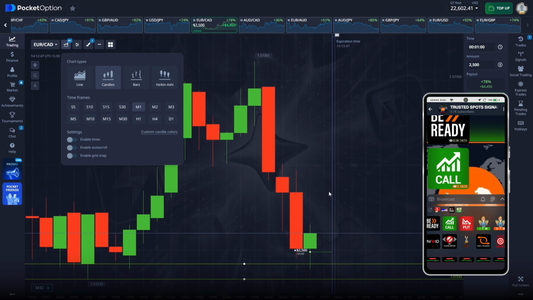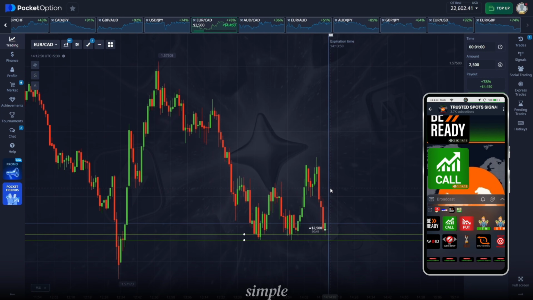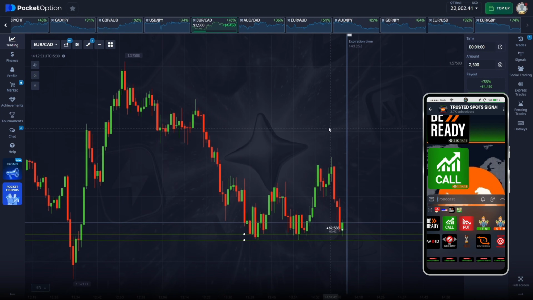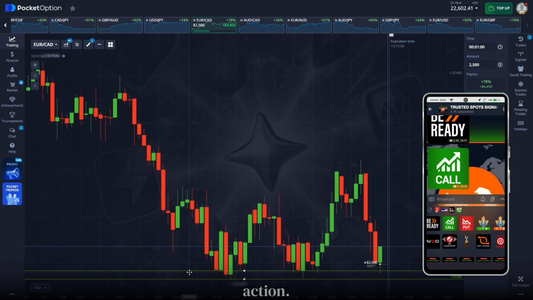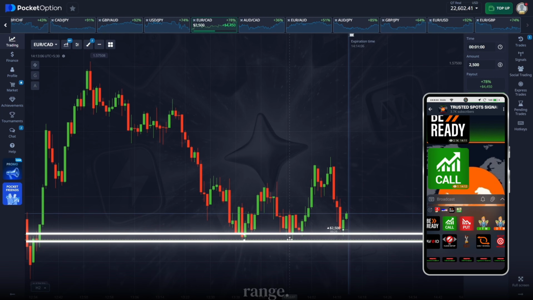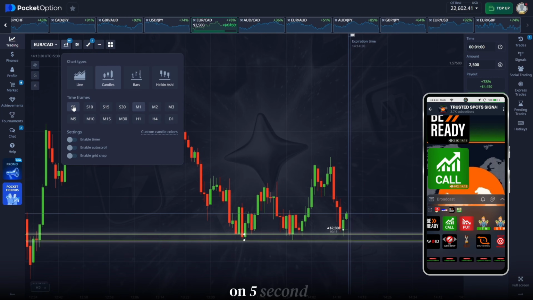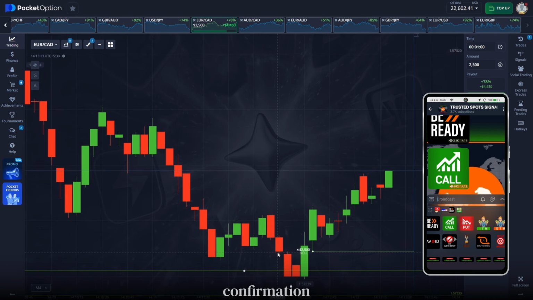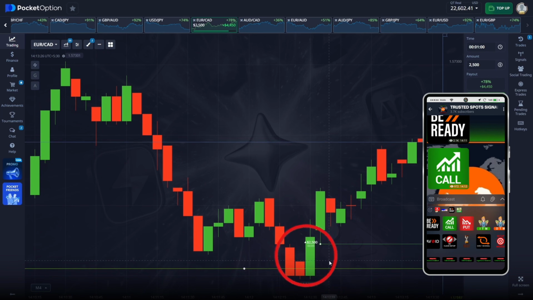Let's understand the logic. It's a simple trading strategy. If you focus here, this is a ranging price action. According to the strategy, in a ranging market, if price is hitting the range, in this case the support range, and you can also say this is the resistance range, so the price hit the support range, and on the 5-second chart, if you have bullish confirmation, which is clearly here, you can place the trade.